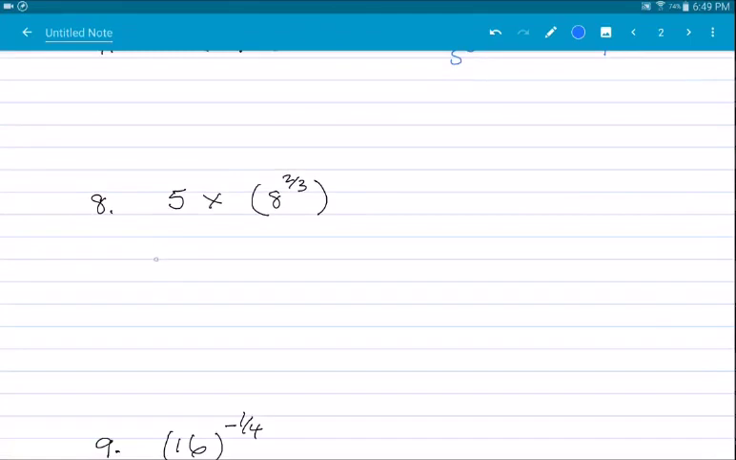Question 8. 5 times 8 to the 2/3. So we're going to work out the 8 to the 2/3, which is the same thing as 8 to the 3rd, squared. That's equal to 5 times 8 to the 3rd, which means the cube root of 8, which is 2, squared. And 2 squared is 4. So 5 times 4 is equal to 20.